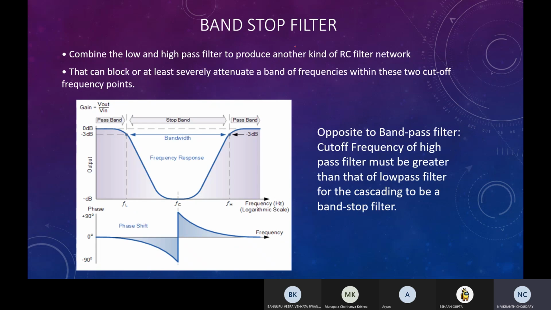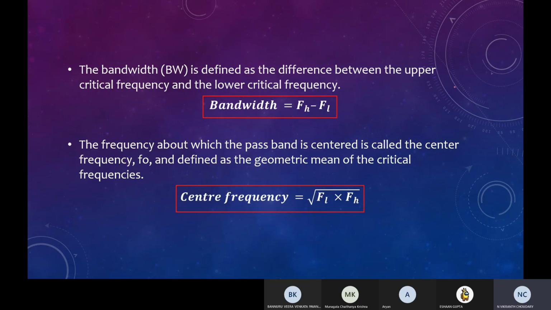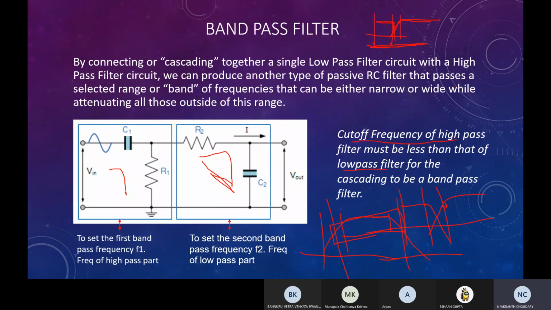And the cutoff frequency formulas remain the same. And now a band stop filter. So what happens for a band stop filter? We have seen that for a band pass filter, the cutoff frequency of the high pass filter should be less than that of the low pass filter. If we reverse this, then what happens?